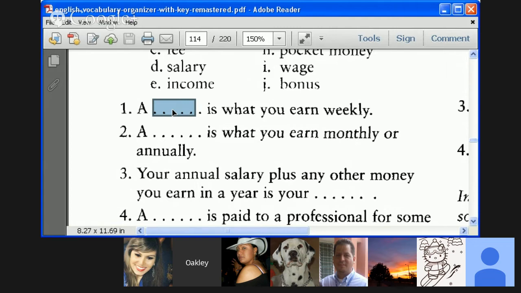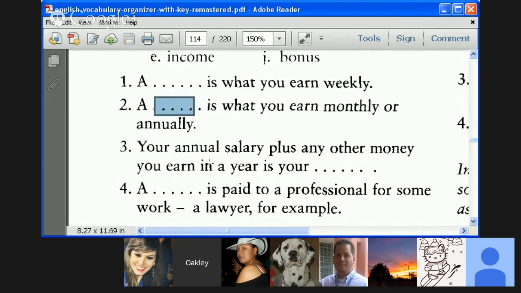Okay, so I'm sorry about that. I get messed up. Apparently for British English, a wage is what you earn weekly. A salary is what you earn monthly or annually. And then your annual salary plus any other money you earn in a year is your income. Now that's true. However much money you earn at your job plus if you earn other money in other ways, that is your income. Okay, I'm sorry, and thanks Max for alerting me to that. I had it all messed up. It's a bit different how Americans and Brits use these words.